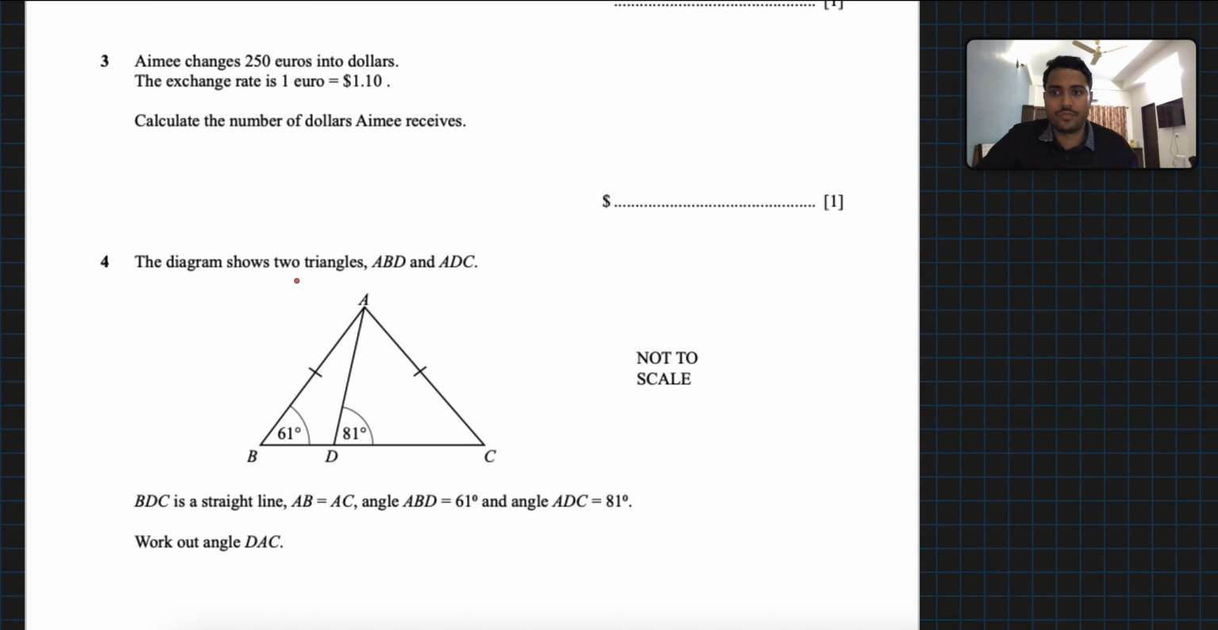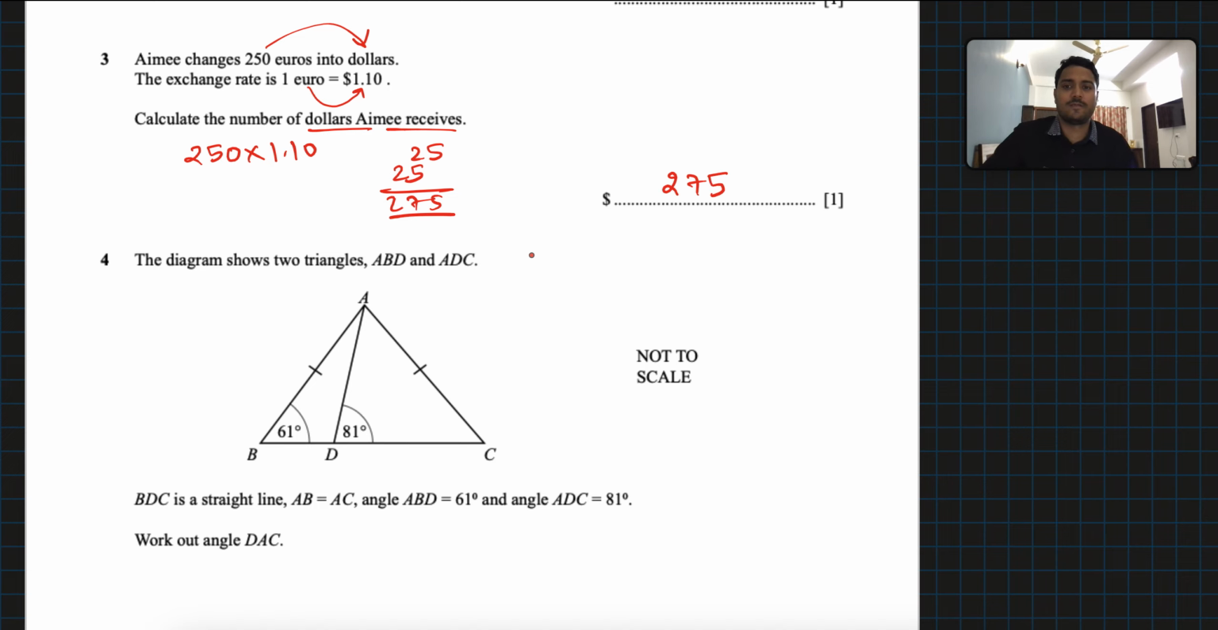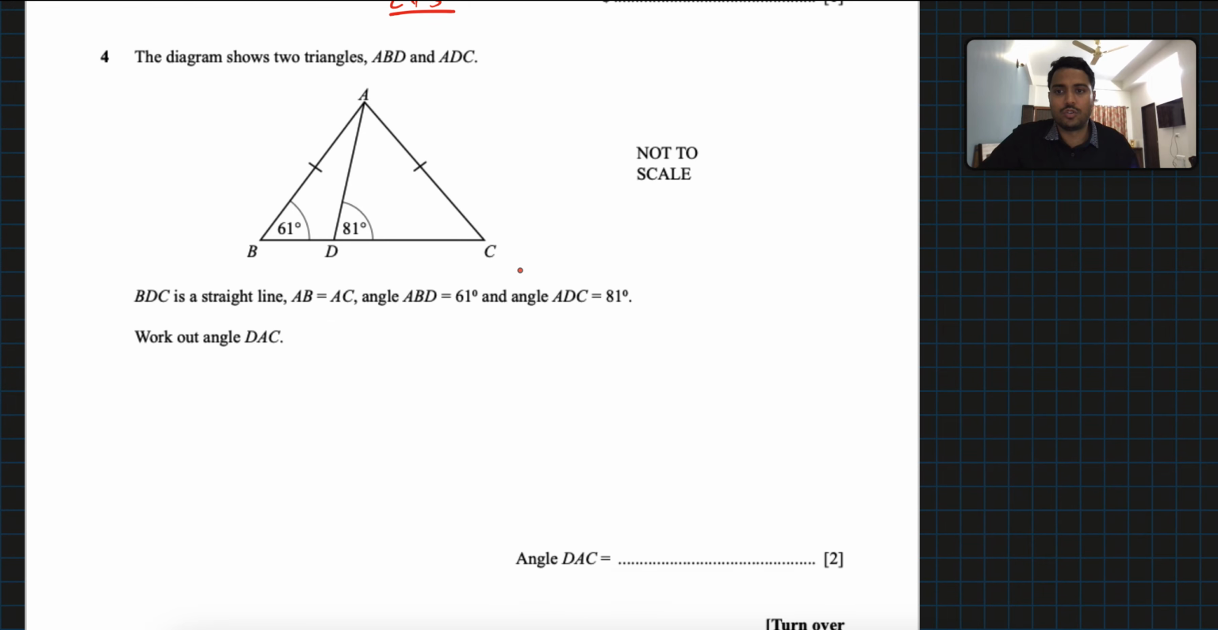Question number 3 now. It says ME changes 250 euros into dollars. Exchange rate for euros to dollars is 1.10. Calculate the number of dollars ME receives. So basically 250 multiplied by 1.10, so basically 25 multiplied by 11. 25 multiplied by 11 is going to be 275. So $275.